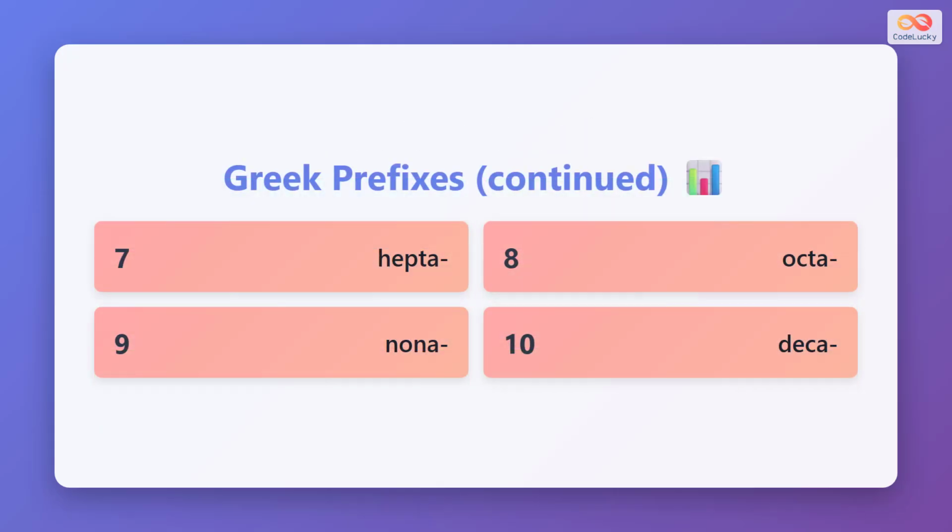Higher numbers also use Greek prefixes. 7 is hepta. 8 is octa. 9 is nona, and 10 is deca. By learning these prefixes up to 10, you will be able to name most common covalent compounds.